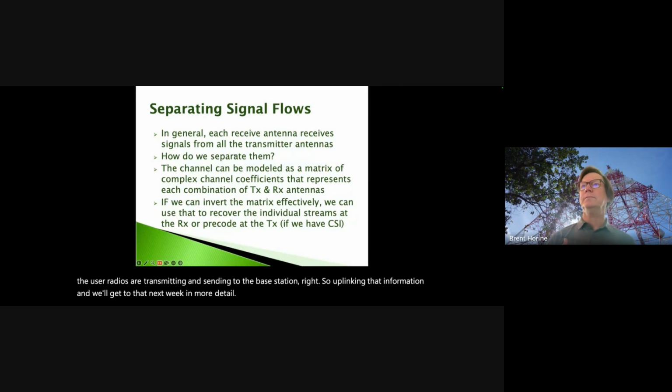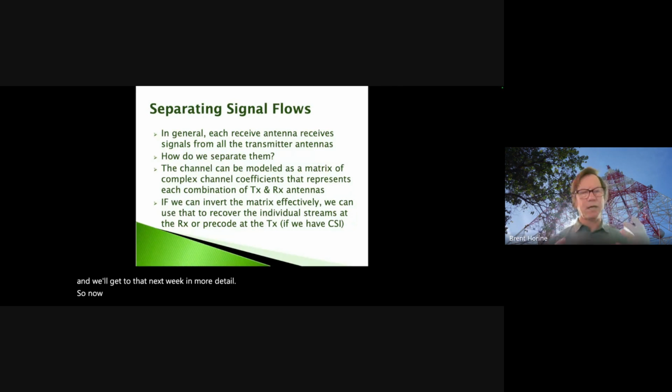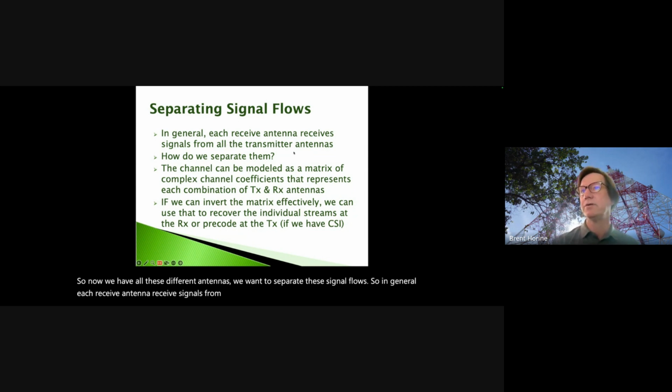So now we have all these different antennas. We want to separate these signal flows. So in general, each receive antenna receives signals from all of the transmitter antennas, right? So if we have 4 transmit antennas and then 4 receive antennas, well, each one of those 4 receive antennas is going to pick up the signals sent from each one of the transmitter antennas. So we're going to be considering how can we separate them, right?